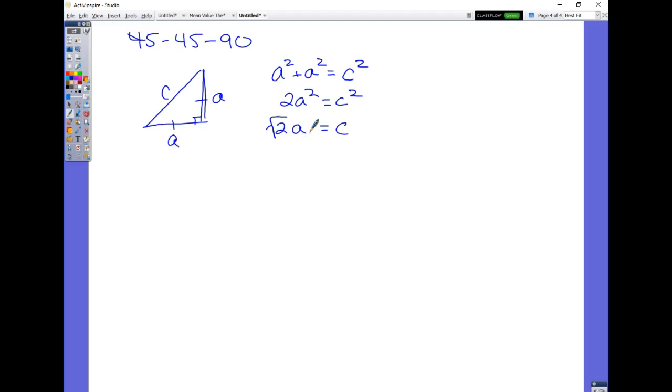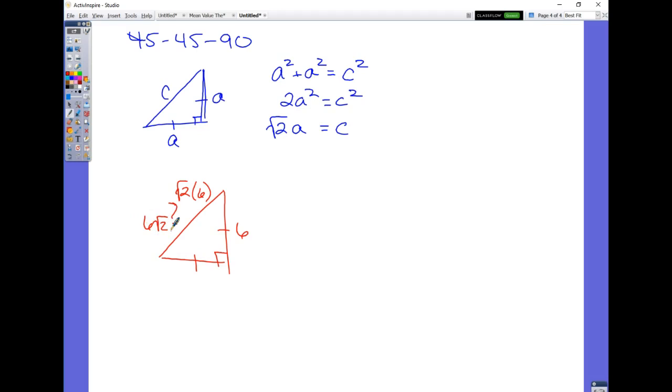Now this seems kind of weird, but the power of this is, if I've got some 45-45 triangle, and I tell you that this side is equal to 6, and I ask you what is the length of the hypotenuse, there's a lot of things I could do, one of them being the Pythagorean theorem. But if I know it's a 45-45 triangle, all I have to do is say C is the square root of 2 times A. This is just root 2 times 6, or 6 root 2 if you wanted to simplify that. Now, I'm not a huge fan of this. I'm just showing you this so that we can have it.